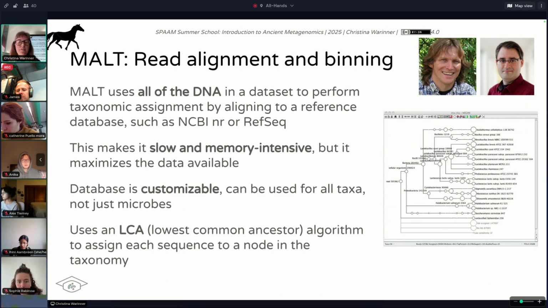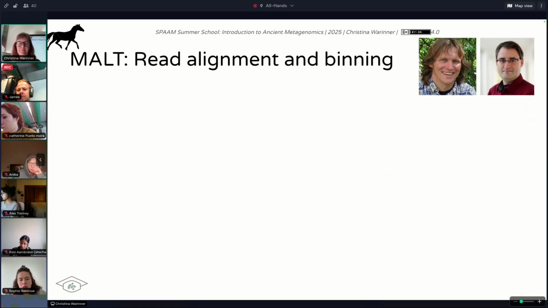And then it uses a lowest common ancestor, or LCA, algorithm to assign each sequence to a node in that taxonomy, so you can tell how specific you can really be about the assignment. You may have Yersinia pestis in your data set, but maybe the read's very short, and so it can't be precisely aligned to that species, but it may place it on the Yersinia, the genus node, for example.